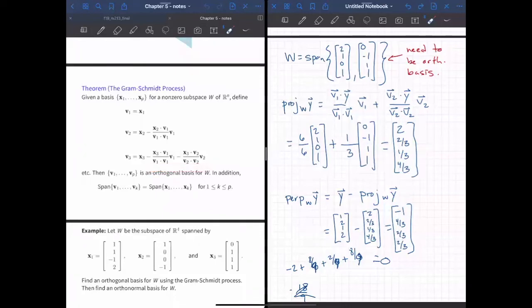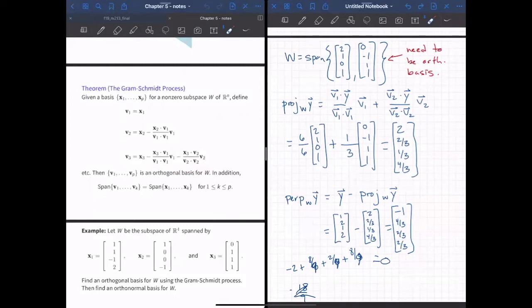So at every stage of the game, you're taking the vector you're interested in, and you've already got some vectors you've already processed. You take the vector you're interested in, and you replace it with the orthogonal component to the space spanned by the vectors you already have.